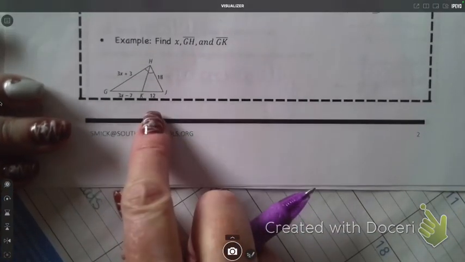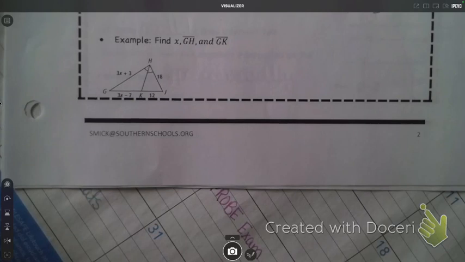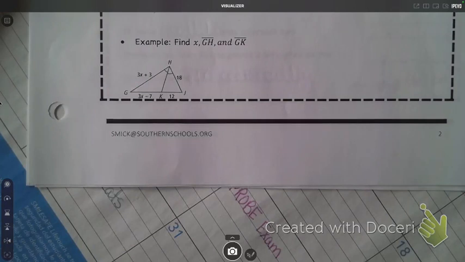Okay, I want you guys to see if you can set up this one on your own. Don't forget your parentheses. I'll give you a minute and then I'll start.